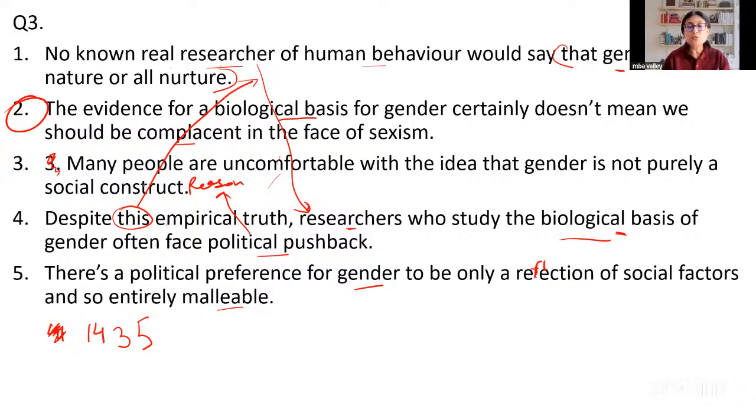If you go back, you would realize that sentence number 1 talks about researcher, right? No known real researcher. And then it goes on, sentence number 4, again talking about researchers.